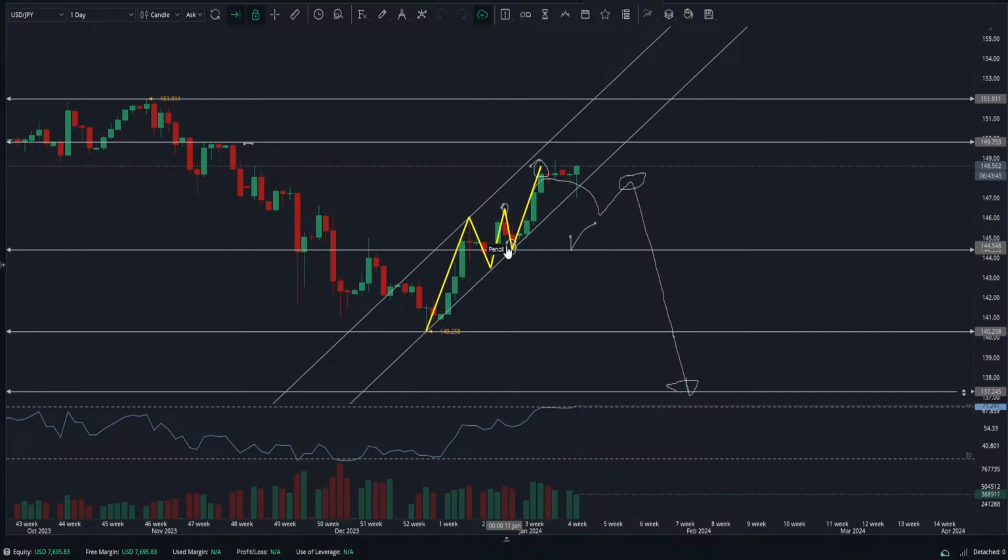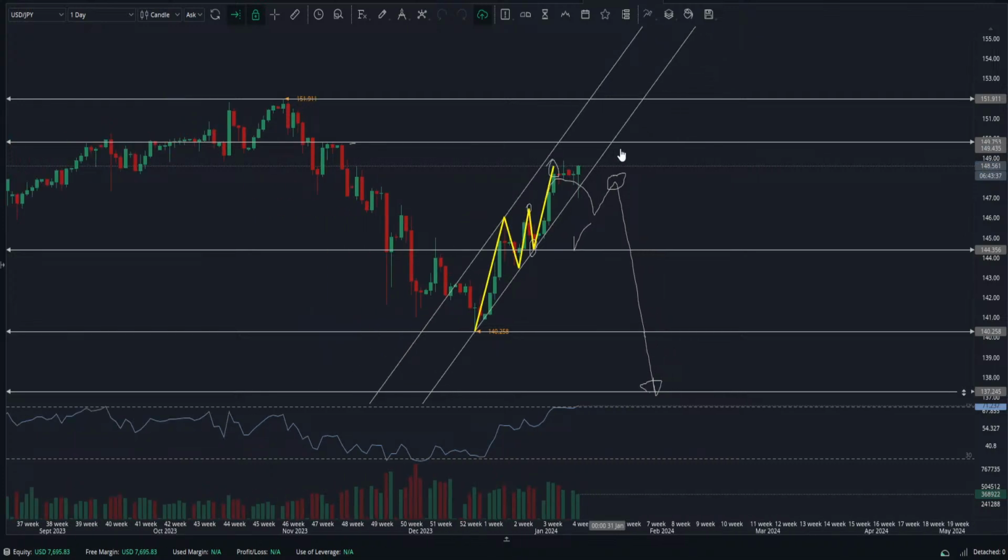USD JPY, for some reason, has got support at this rising channel. 149.75 is the area of resistance. I think there may be a lot of congestion in this area of 149.75. Although today there is a bullish pin bar, I am not very confident about this bullish pin bar. Maybe there will be a soon rejection and a push to the downside.